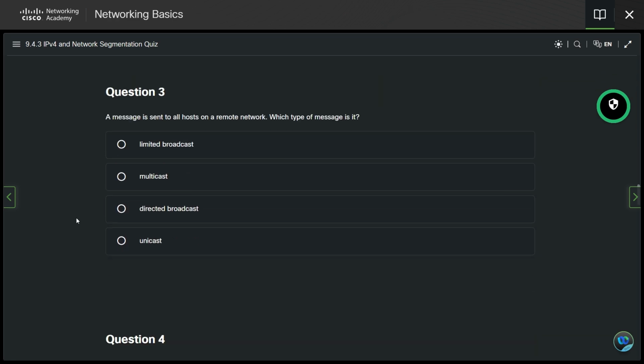The next is, a message is sent to all hosts on the remote network, which type of message is this? Multicast.